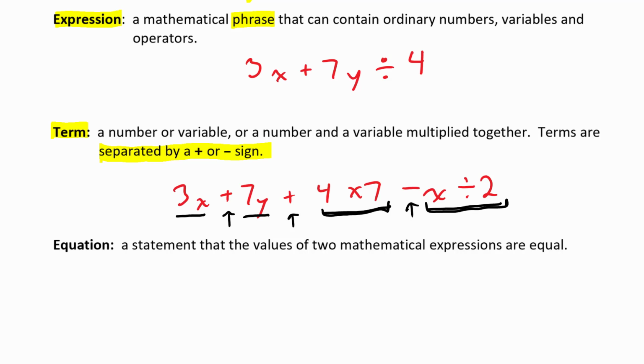Finally, we have an equation. So this is a statement that two mathematical expressions are equal. For instance, we can have the expression 3x plus 7y, and we can have 23. I can make those two expressions equal, and now I can potentially solve for x and y. So this is all terminology, and you need to understand this terminology. Make sure you review it because we'll be using this throughout this course and in your future math courses as well.